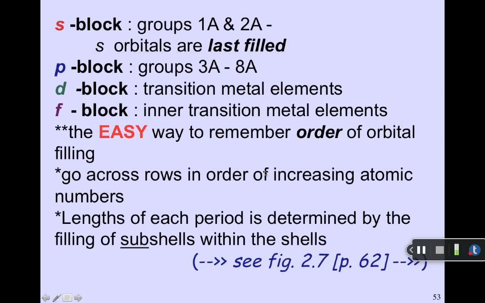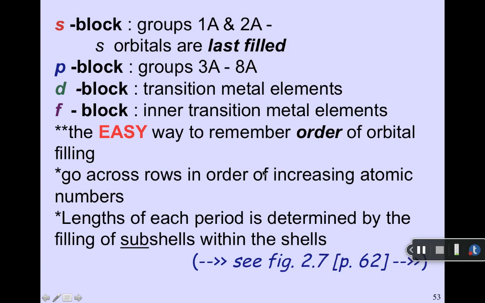So when you have the s block, groups 1A and 2A, the s orbitals are the last orbitals filled. For the p block, the last orbitals filled are going to be p orbitals, and those are groups 3A through 8A. The d block is the transition metal elements, the f block are the inner transition metal elements, but we won't worry about them in much detail, just realize where they are and what the correlation is to electrons.